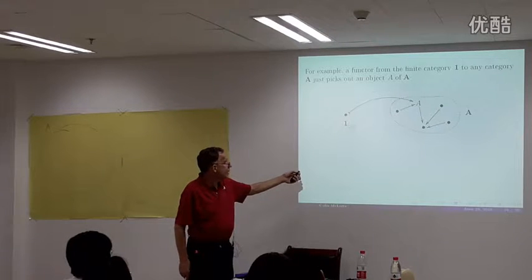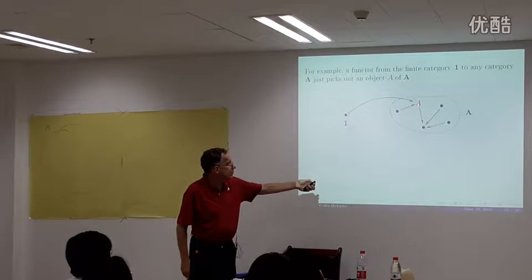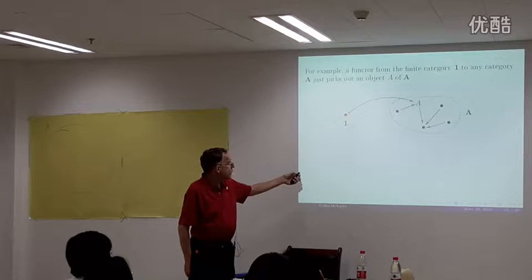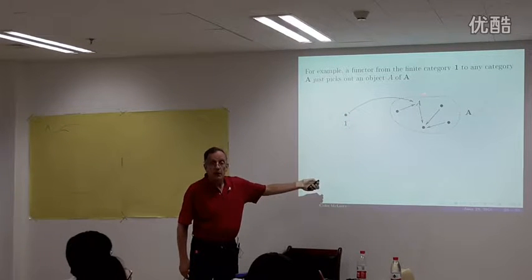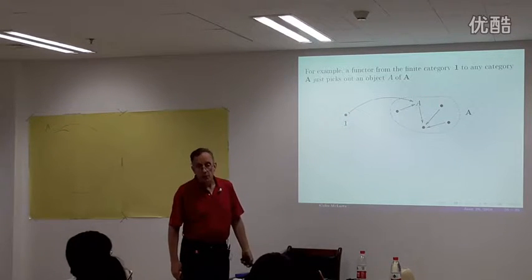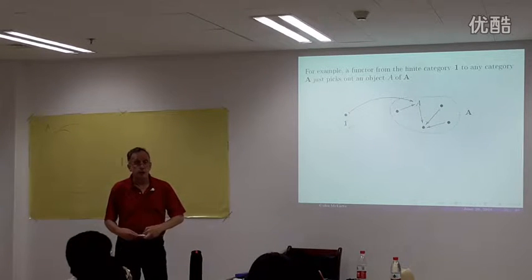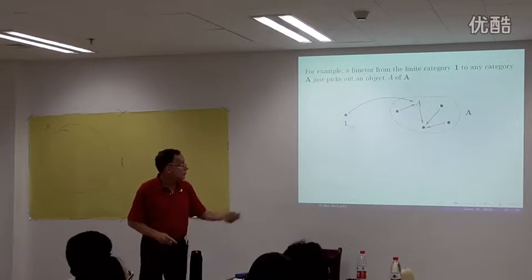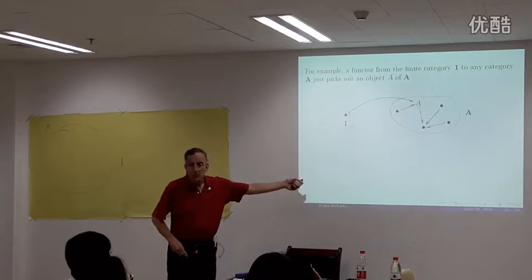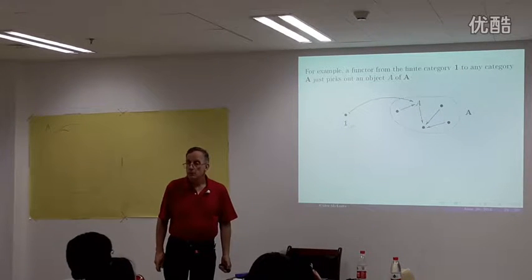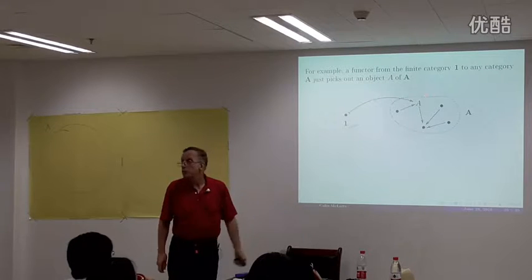Well, it assigns to every object here an object there, and it takes the identity here to the identity there. Again, here I haven't drawn the identity arrows because we don't draw them. And that's all a functor does. From the one object category, it just picks out an object. It takes that one object to some object over here.